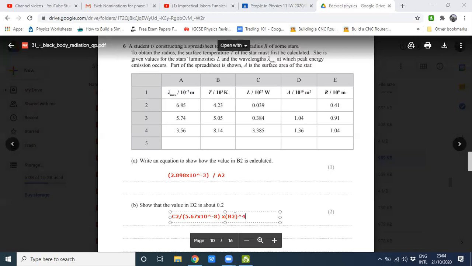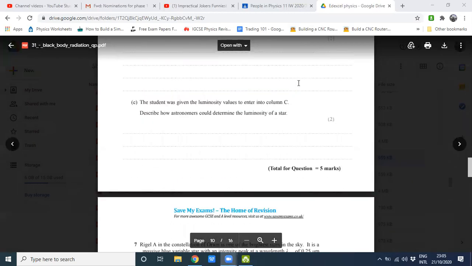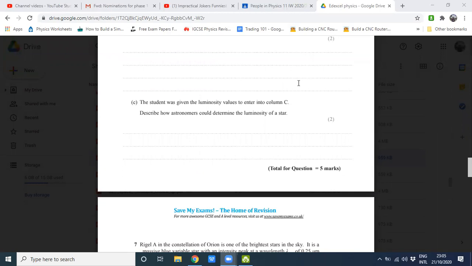Like I'm writing, you literally put to the power 4. We have to show it, then we have to calculate it literally. Okay, that's fine. Now this luminosity would be 0.039 into 10 to the power 27, and this would be 4,230 because 4.23 into 10 to the power 3, right? Then the luminosity values to enter into column C. Describe how astronomers could determine the luminosity of a star.